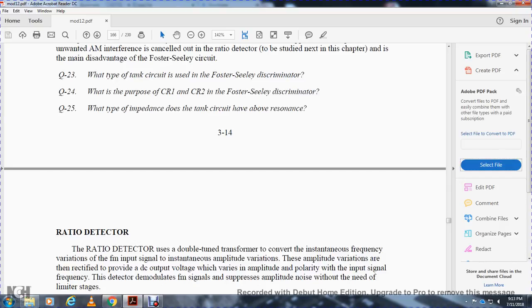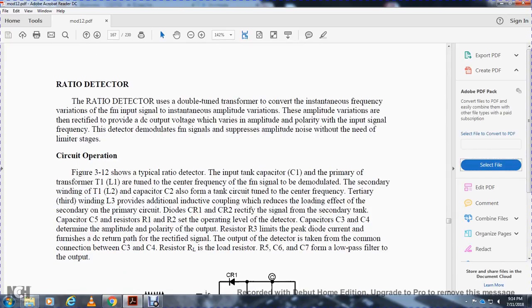The ratio detector uses a double-tuned transformer to convert the instantaneous frequency variation of the frequency modulation input signal to instantaneous amplitude variation. The rectifier provides a DC output voltage that varies with the amplitude and polarity of the input signal. The frequency detector demodulates the frequency modulation and suppresses the amplitude noise without the need for limiter stages.